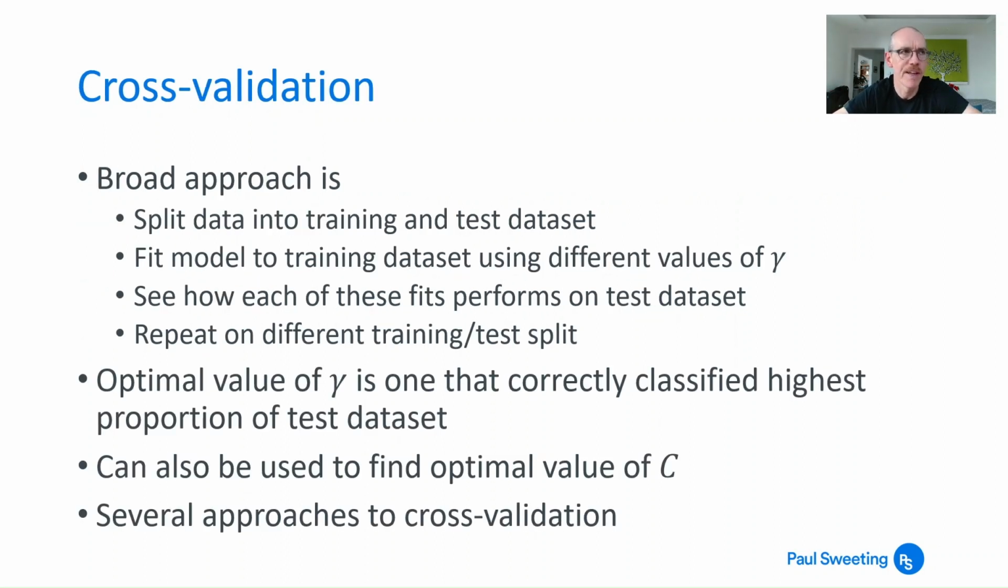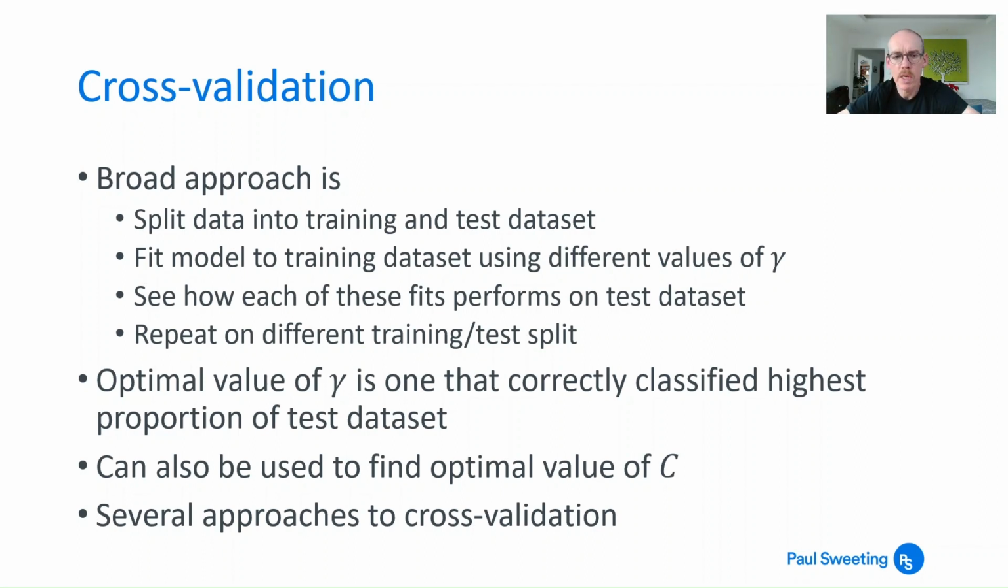So we look at cross-validation, and cross-validation itself is a pretty large subject. There's a number of different approaches that you can use, but the broad approach is you split the data into training and test data. You fit the model to the training data set using different values of gamma, and you see how each of these fits performs on the test data set. And then you repeat this on various different splits of the data into different training and test splits. And the optimal value of gamma is the one that correctly classifies the highest proportion of the test data set.